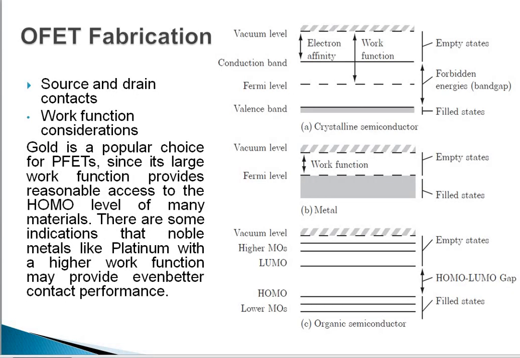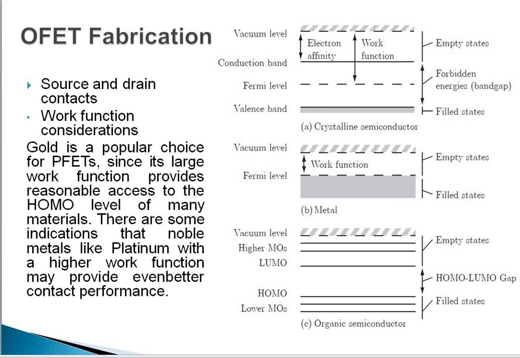In the work function consideration, an additional consideration in the selection of source and drain electrodes is the work function difference between the electrode and the energy level in the semiconductor. Gold is a popular choice for p-type field effect transistors, since its large work function provides reasonable access to the HOMO level of many materials. There are some indications that noble metals like platinum, with a high work function, may provide even better contact performance.